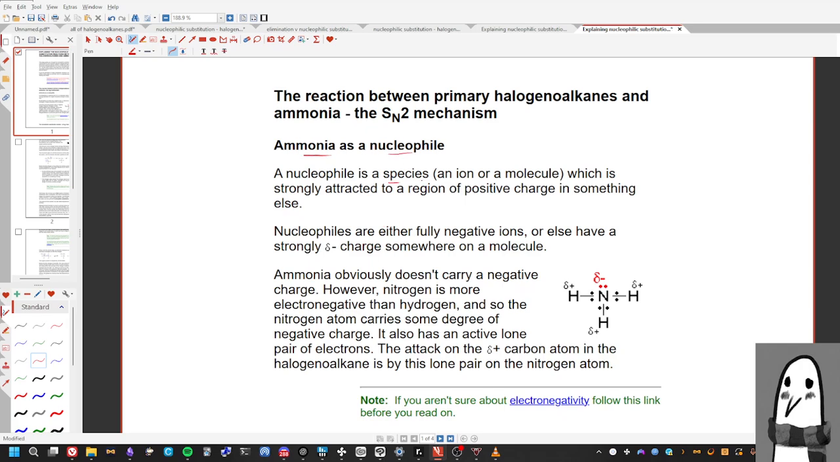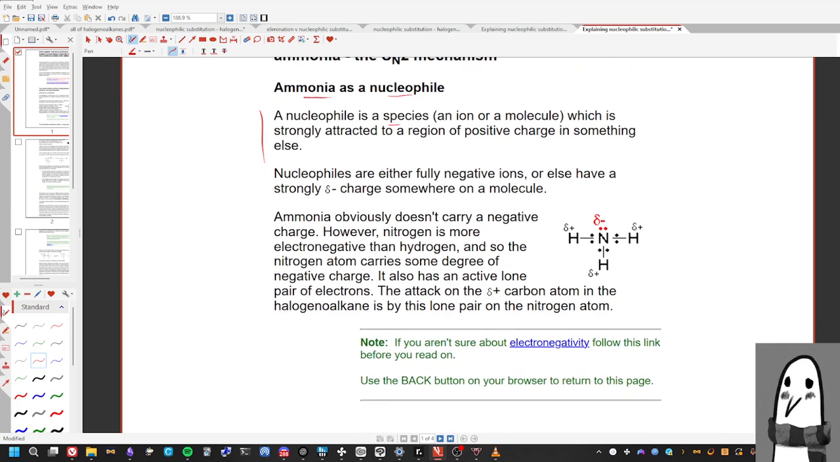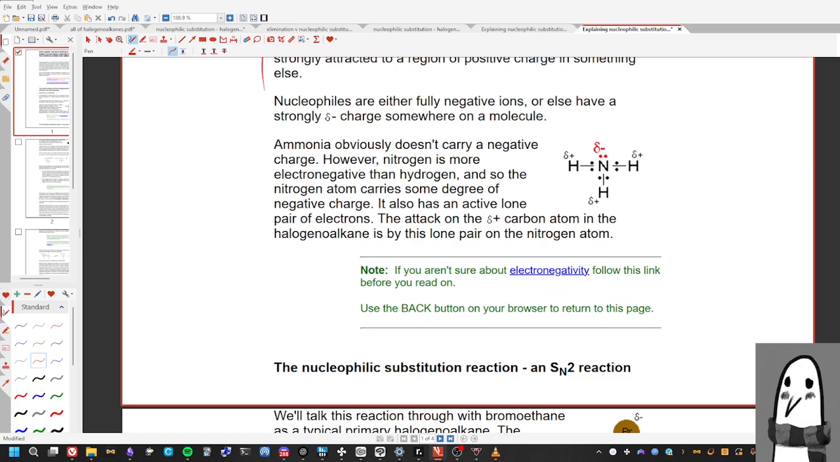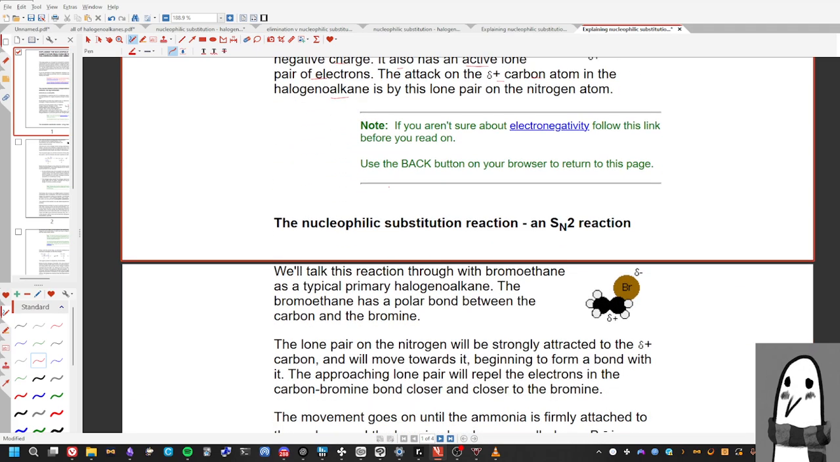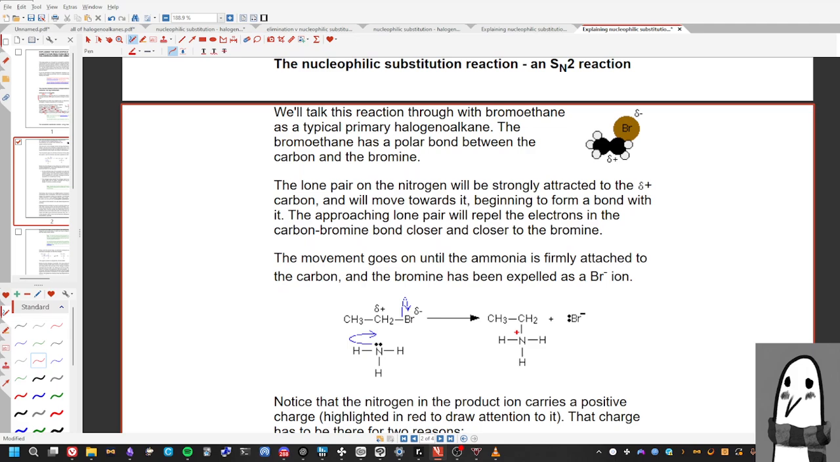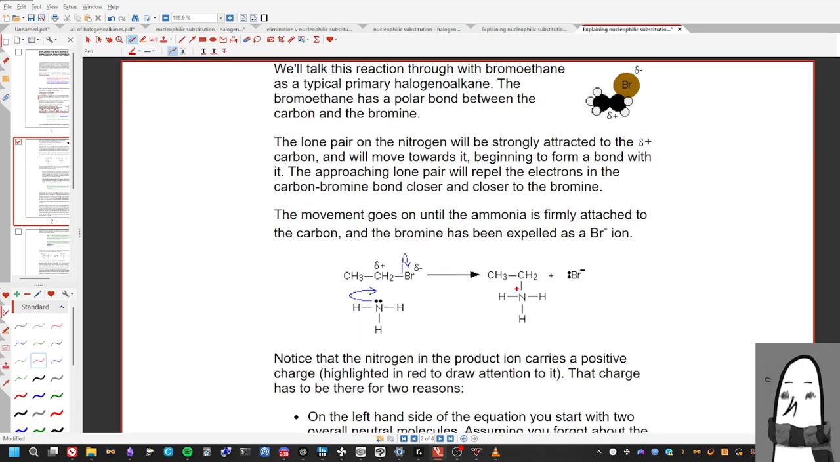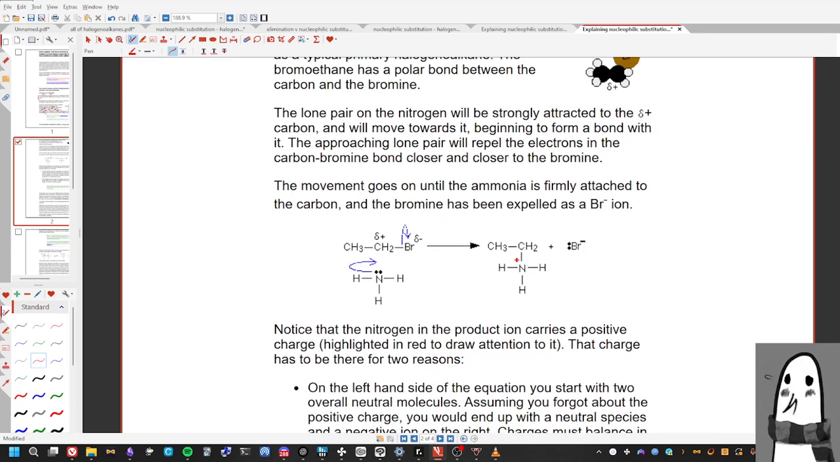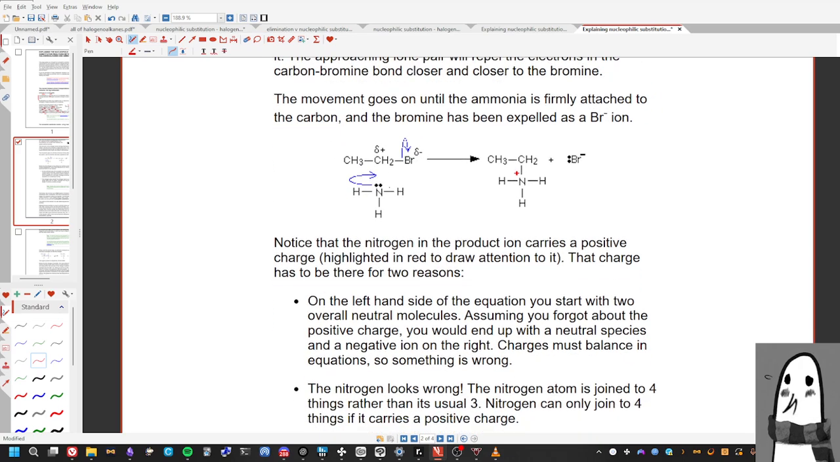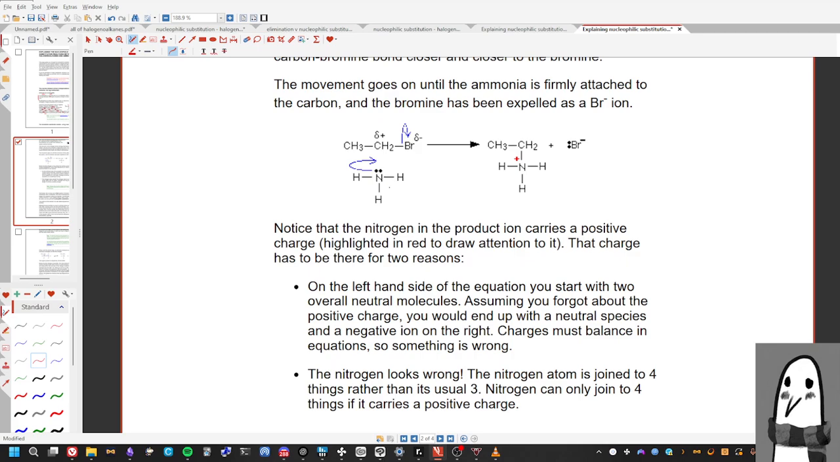Ammonia's a nucleophile species. Ammonia doesn't carry a negative charge. However, nitrogen is more electronegative than hydrogen, so nitrogen carries some degree of negative charge. It also has an active lone pair. The lone pair attacks the positive carbon on the halogen. With bromoethane, the lone pair on nitrogen is strongly attached to that carbon. So ammonia is firmly attached and expressed as a Br ion. Notice that the nitrogen in this product ion carries a positive charge, highlighted in red to draw attention.